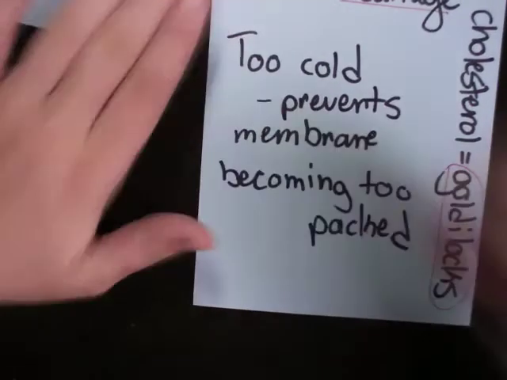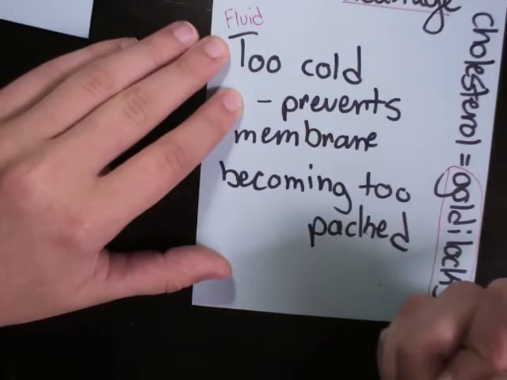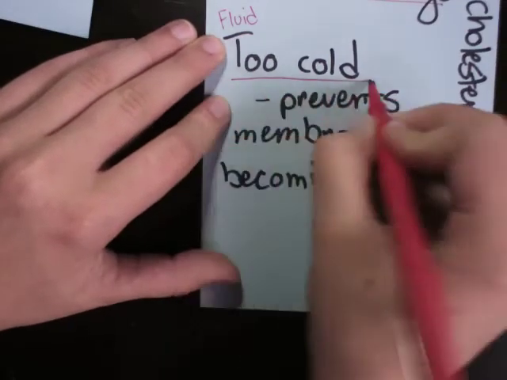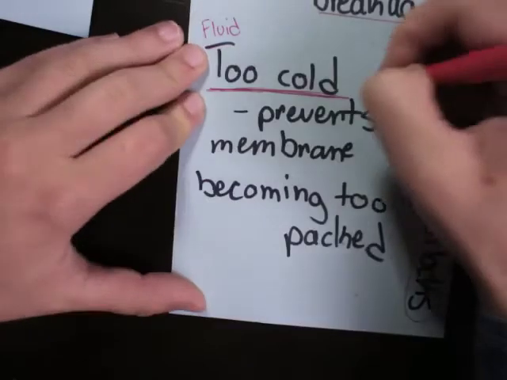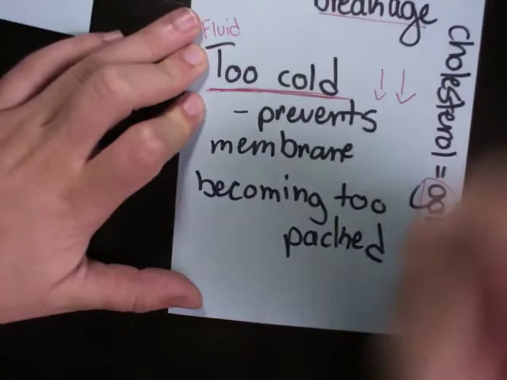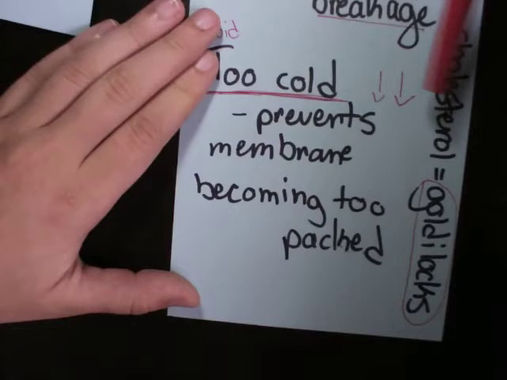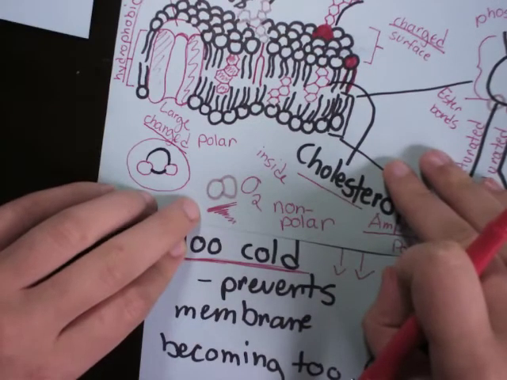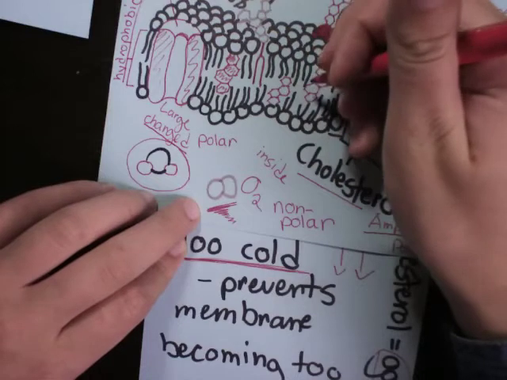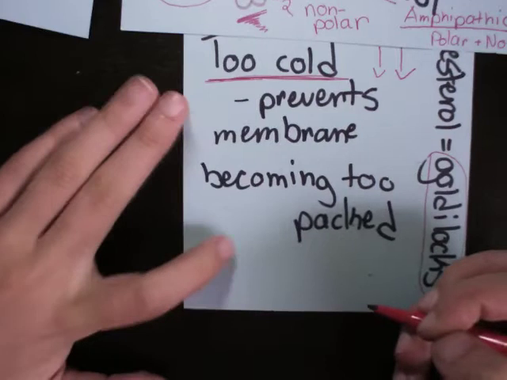Now, even though the membrane is fluid and in constant motion, when mobile things and particles get too cold, they start moving at lower and lower speeds. That could cause our membranes to become way too tightly packed for things like simple diffusion through the membrane to occur. That would be really harmful to us. So that's why we want cholesterol in our cell membranes.